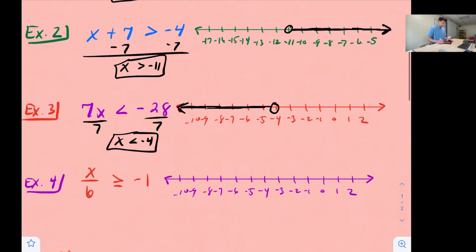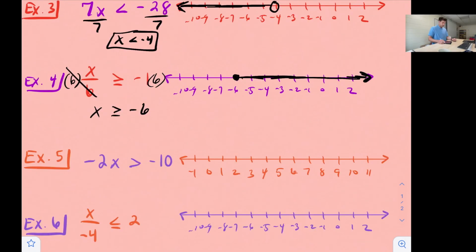And example number 4, we have x divided by 6 is greater than or equal to negative 1. So to undo the division, we're going to multiply both sides by 6. That will cancel that over there. X is greater than or equal to negative 6. So find negative 6, we put a closed circle, and we're going to shade to the right.